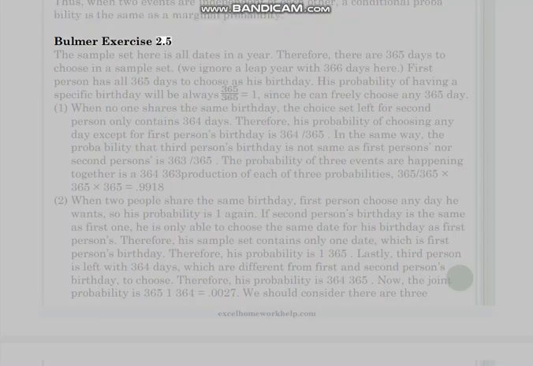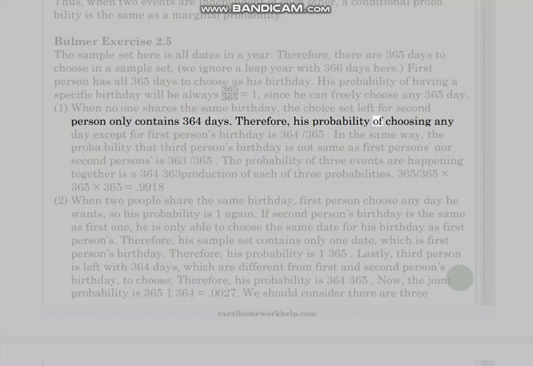Bulmer exercise 2.5. The sample set here is all dates in a year. Therefore, there are 365 days to choose from in the sample set. We ignore a leap year with 366 days here. The first person has all 365 days to choose as his birthday. His probability of having a specific birthday will always equal 1, since he can freely choose any of the 365 days. When no one shares the same birthday, the choice set left for the second person only contains 364 days.